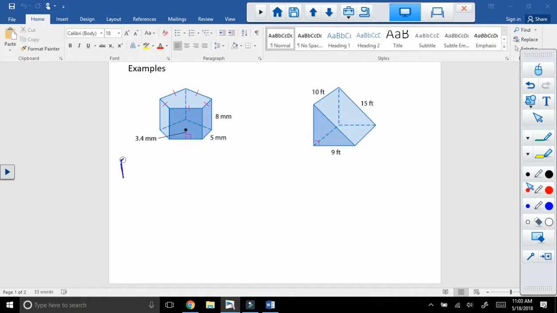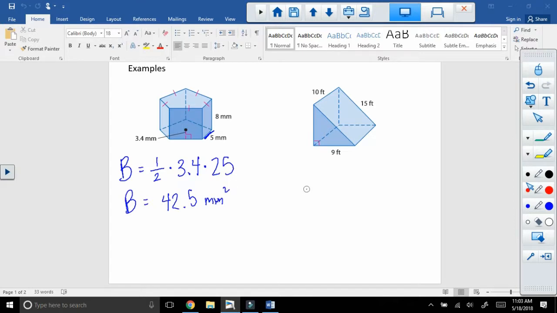So the area of the base is going to be half the apothem, so 3.4, times the perimeter of the base. Each side is 5, so the perimeter would be 25. So I'm going to just multiply that together on my calculator. The area of the base is 42.5, and that would be millimeters squared for the area of the base.